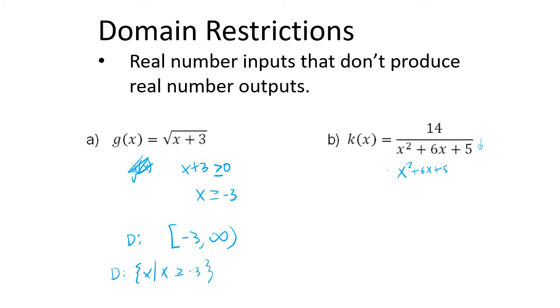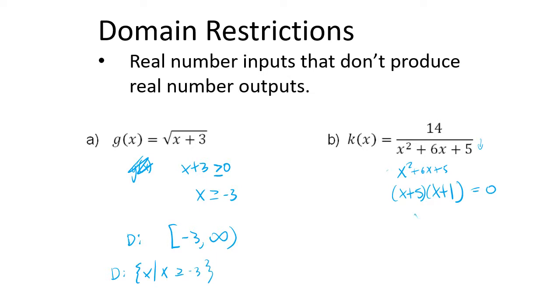quadratic, which we can factor to (x plus 5)(x plus 1). Okay, and so we know that x plus 5 and x plus 1, it's not that this has to be greater than 0, it's that it has to not equal 0, right? So this cannot equal 0. In other words, we want to find out what values of x would make this equal 0. So pretend it equals 0 and find out what those values would be, right?